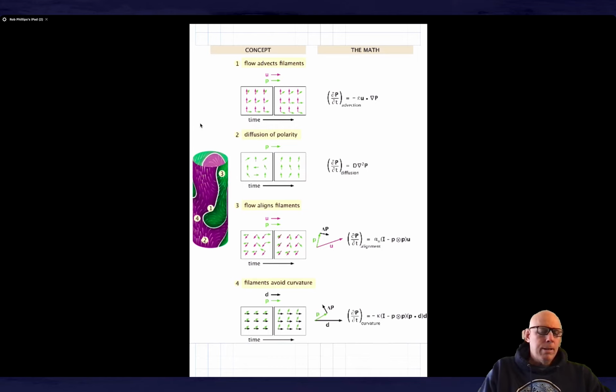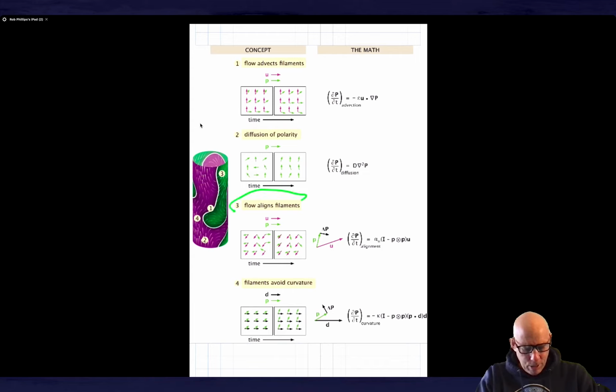At any rate, the main point is that each one of these terms is a physical effect, a coupling between U and P, and there are many of them. So as you see on the bottom, the filament avoids curvature. That is to say that the filaments don't want to be on the most curvy part of the cylinder of Chara. They would like to be pointing in the vertical direction. There's a term that represents that.